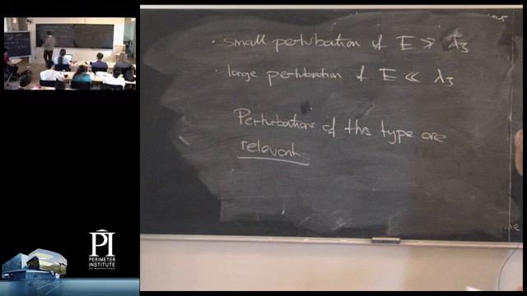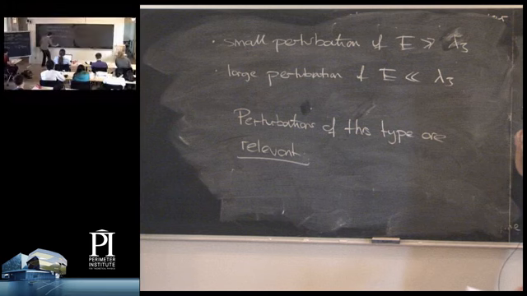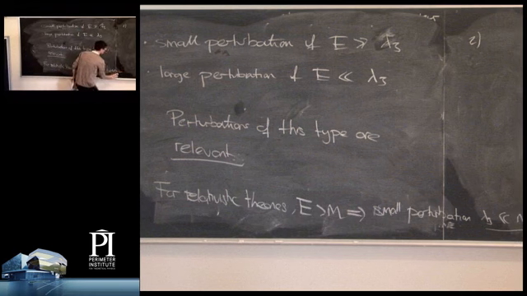Oh, by the way, I should just say, for relativistic theories, the energy involved is always bounded by the mass. So we can guarantee that this is a small perturbation just by choosing lambda 3 to be much smaller than the mass scale. Okay, so that's going to be important for what we do.